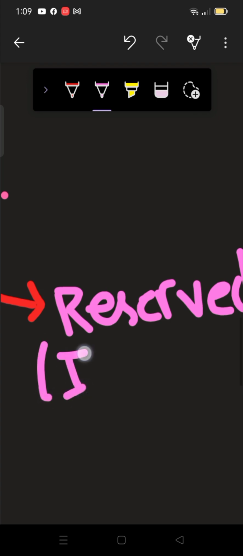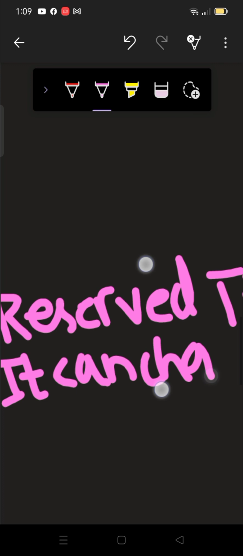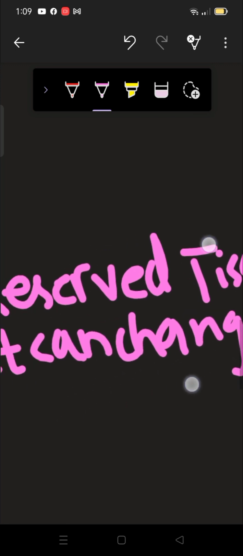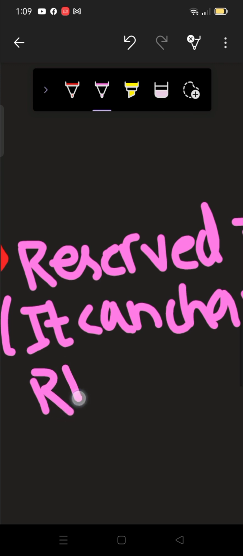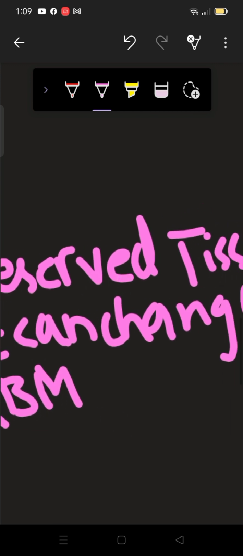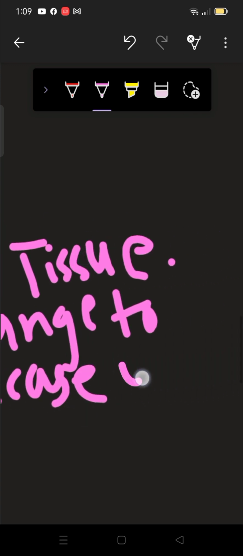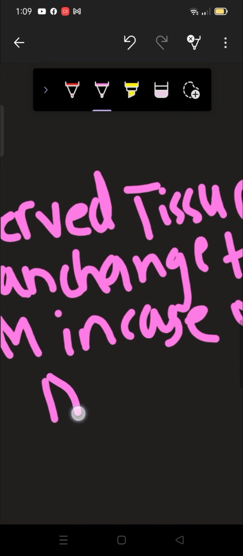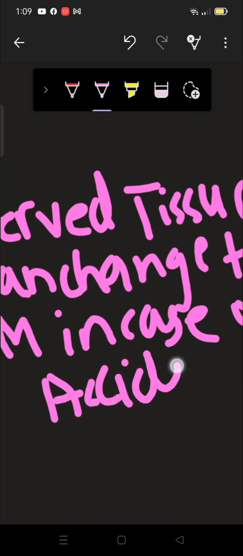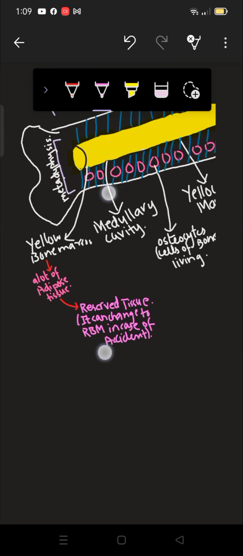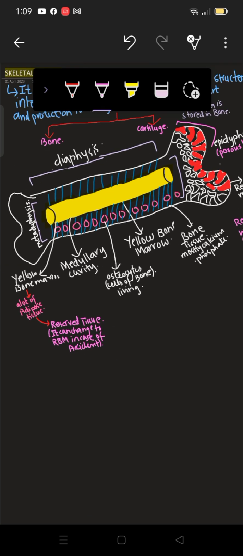Because it can change itself to the red bone marrow. Red bone marrow. RBM is the red bone marrow. Alright, in case of what? In case of an accident. So this is a reserved tissue which can change itself to the red bone marrow if an accident is happening.